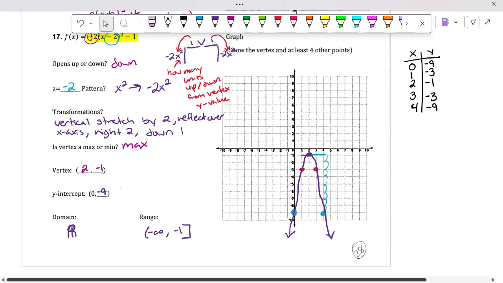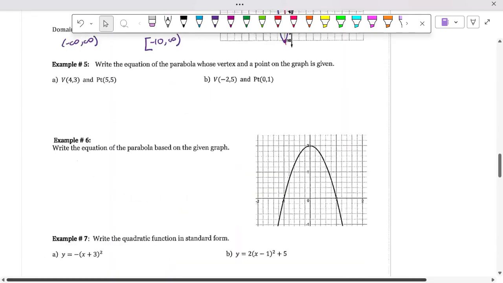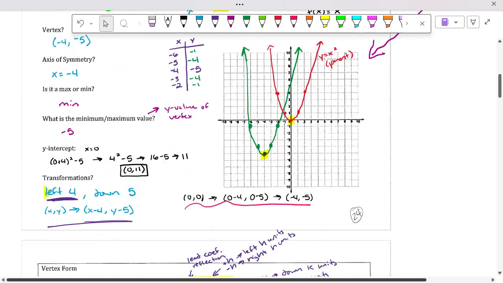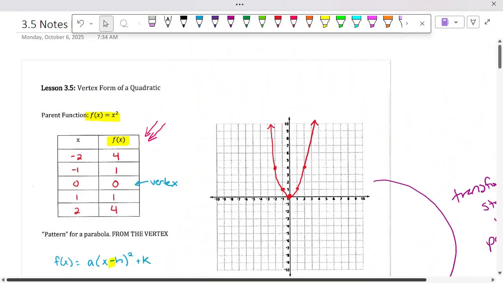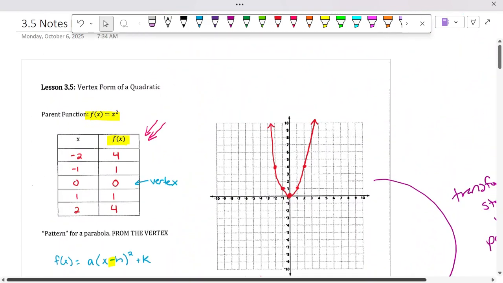Are you comparing it to this one? No. So remember, we're comparing it to x squared. Remember the very first thing we did at the top of page 25, I think it was. No, 24. So remember, this is the parent function, and everything we do is in terms of that parent function.